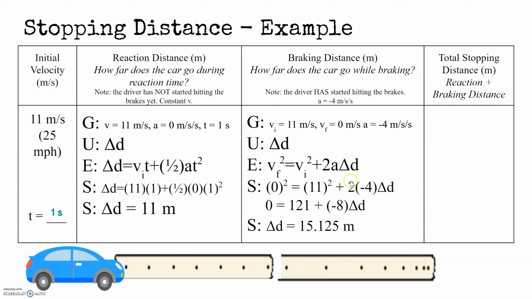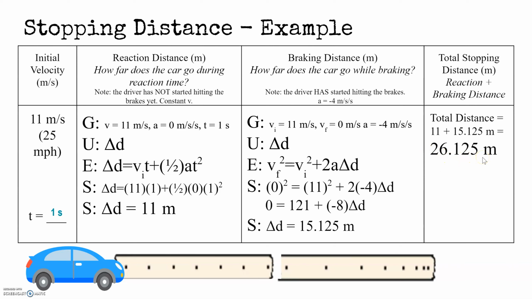Now your total stopping distance, similar to the total stopping time, is going to be equal to your reaction distance plus your braking distance. So total distance is equal to my reaction distance, which is 11 meters. I traveled 11 meters just when I was reacting, plus the braking distance, which was 15.125 meters. The total distance is going to be 26.125 meters.